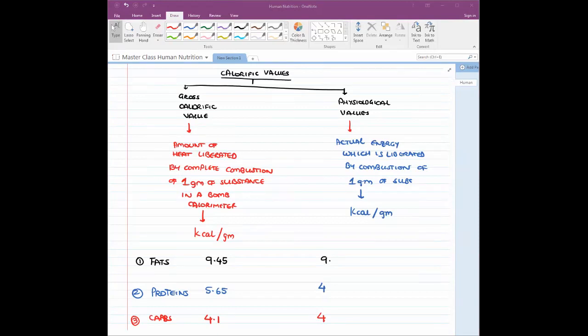Just have a look. And guys, in your exams, whether it is your NEET exams or your normal college exams, they will play with these values and try to confuse you with the values. You need to be completely aware of this. Generally they will always ask you, what is the gross calorific value? Because the other one, the physiological values, you are quite aware of since fifth or sixth. But these gross calorific values are a little different. So keep this in mind properly.